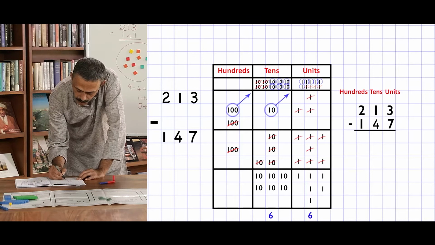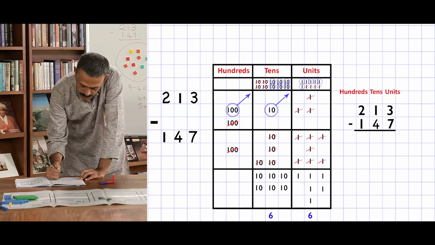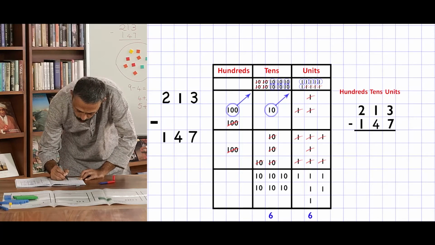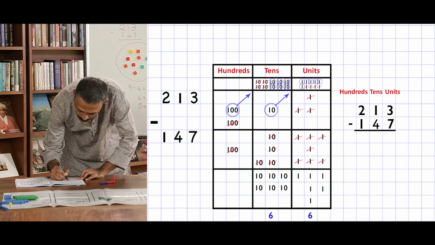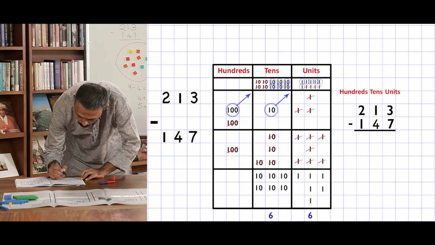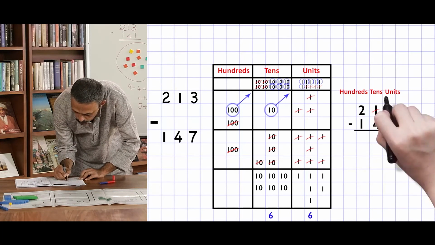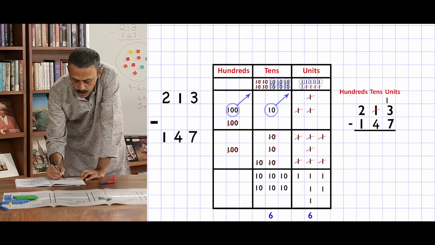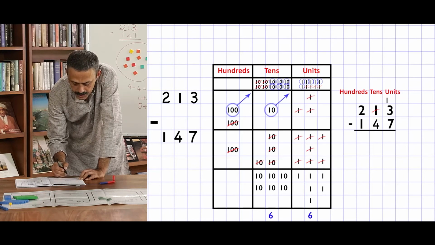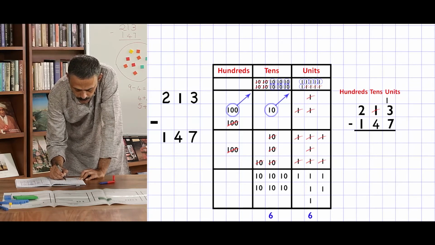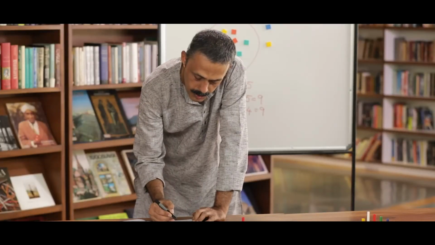I have 3 units. Can we subtract 7 units from 3 units? Is it possible? No. Let me take help from this 10. If one 10 moves from here, when this 10 comes to units, I have 1 ten and 3 units. 13 units will be here. From 13 units, if you remove 7, how many are left? I have 6 units. We have seen that in the representational stage.